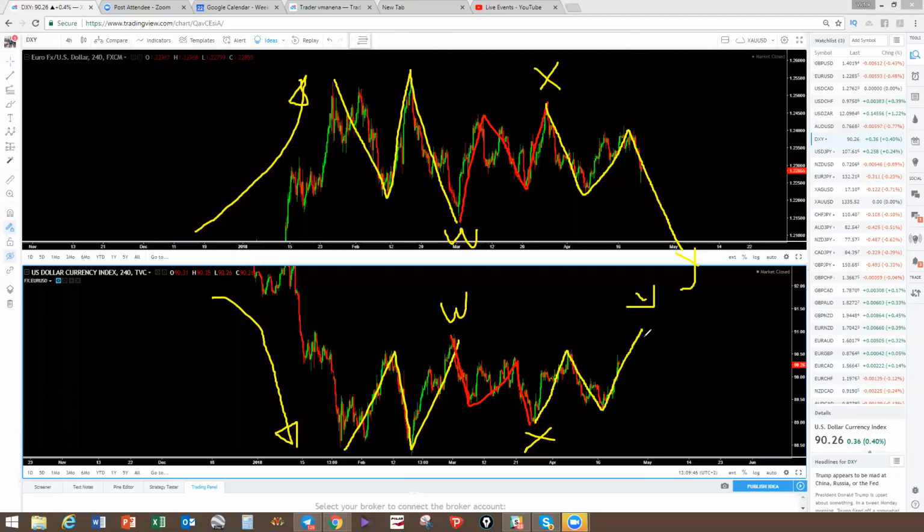What should happen after that? After that, we should get a big move to the downside on the DXY that we're looking for, and a big move to the upside on the Euro. So it's just the inverse. We should get a down move short term on Euro US dollar, and then a big move to the upside on the DXY.